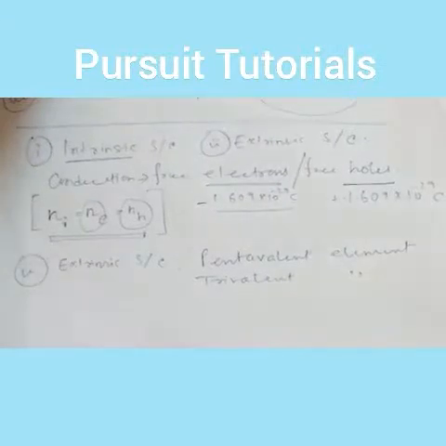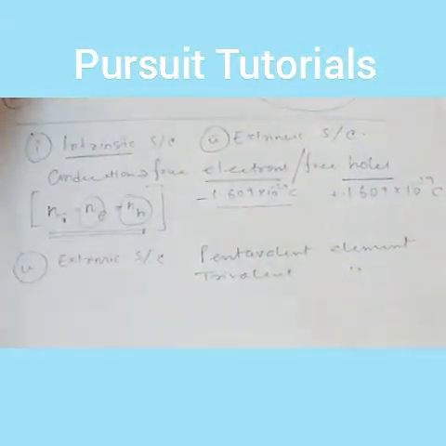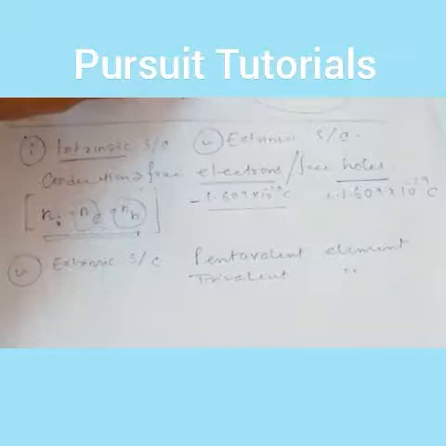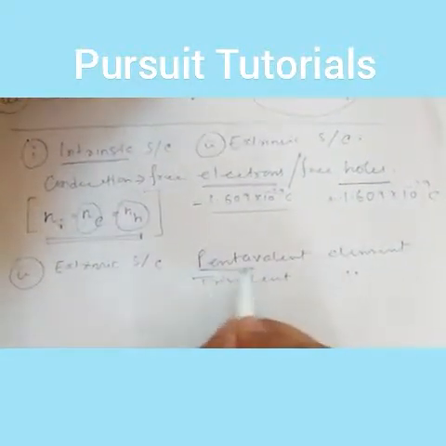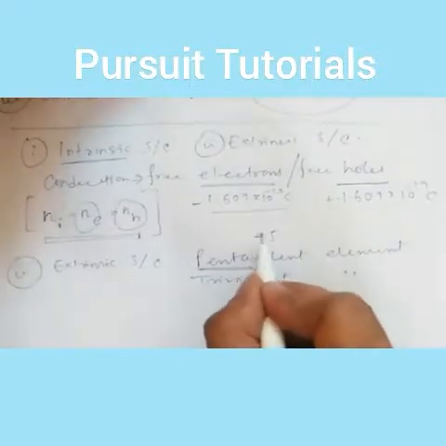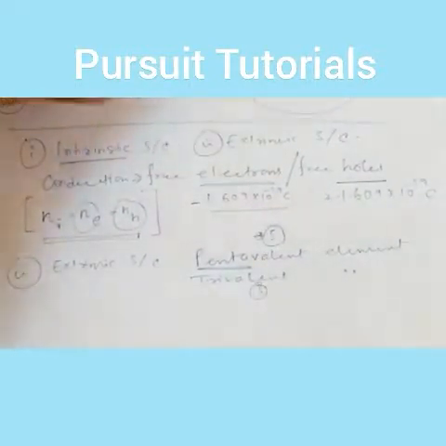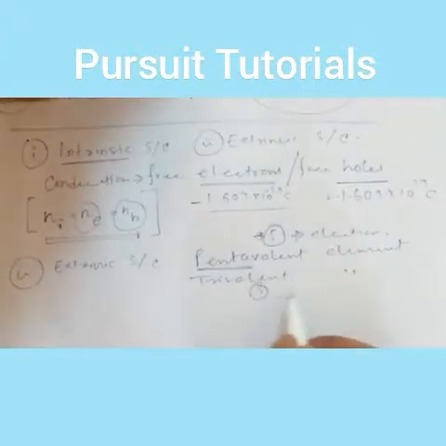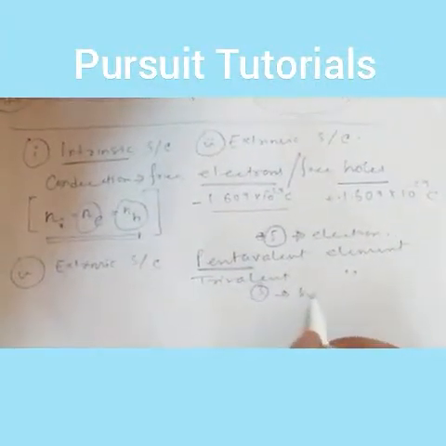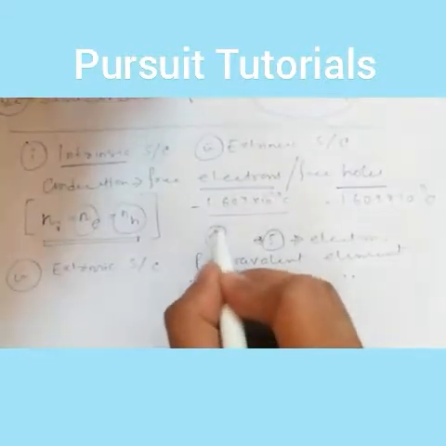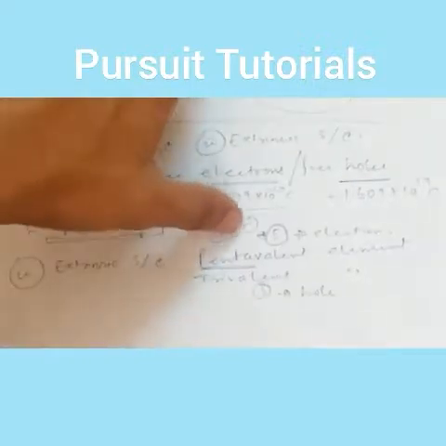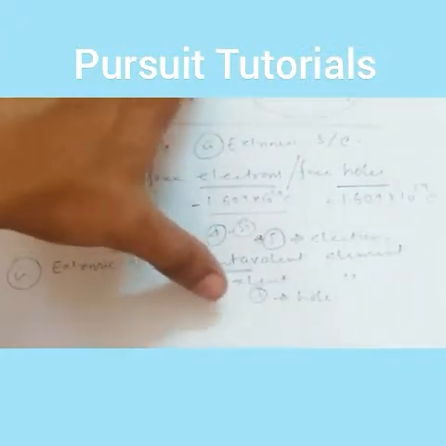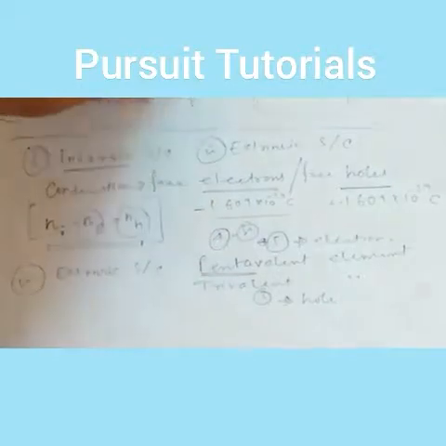Pentavalent means there are five. Penta means five, so we have five valence particles. But in trivalent, we have three valences. So let me give you a small trick: whenever penta comes, it means plus five and not three. Five means there would be a generation of an electron, and tri means there would be a generation of a hole. Because silicon has 4, if it is more than 4, that is plus 1, that is one electron, and if it is deficient by one electron, that means one extra positive charge is created, that is, a hole, right?